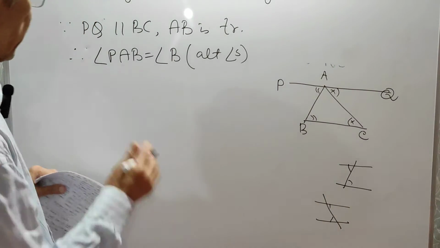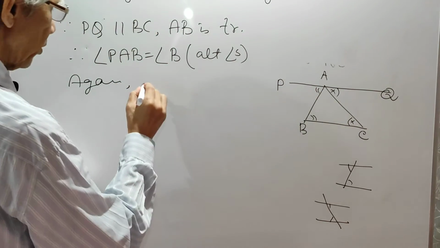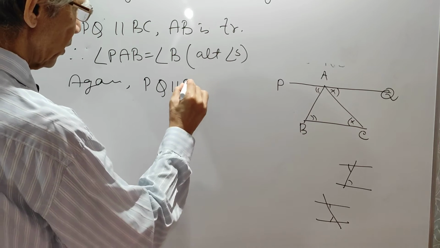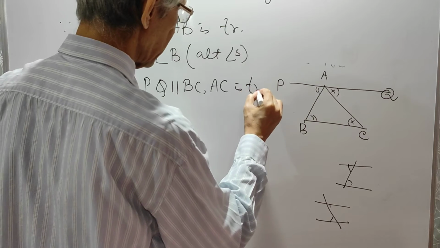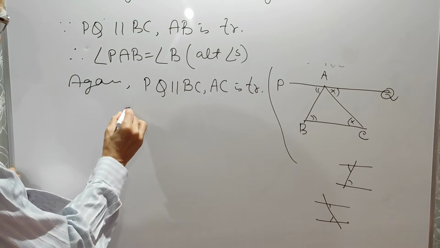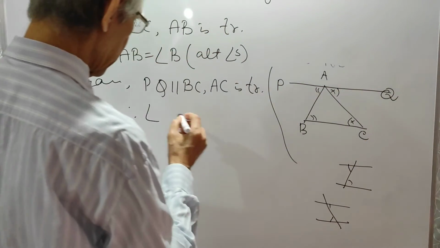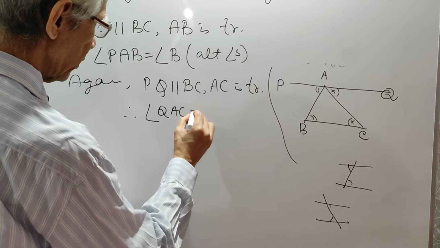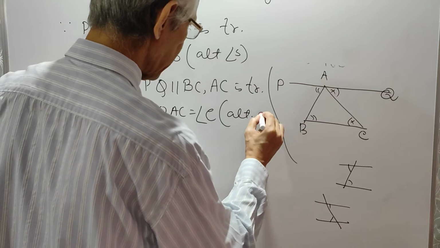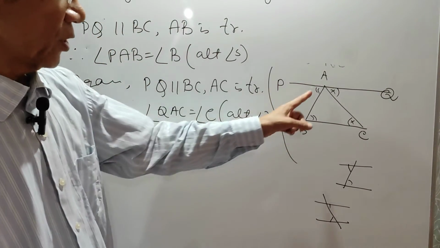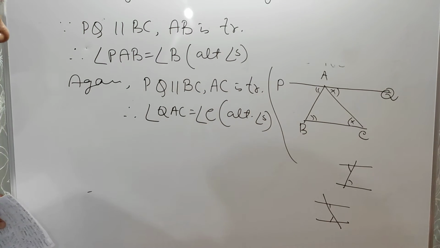Next, again, PQ is parallel to BC, and this time we take AC as the transversal. Therefore, which two angles will be equal? Angle QAC is equal to what? Angle C. What reason? Alternate angles. So this equals this, alternate angles.